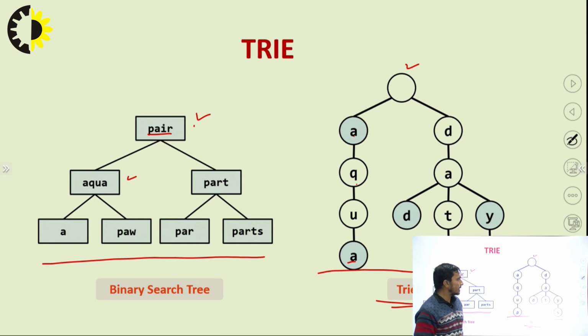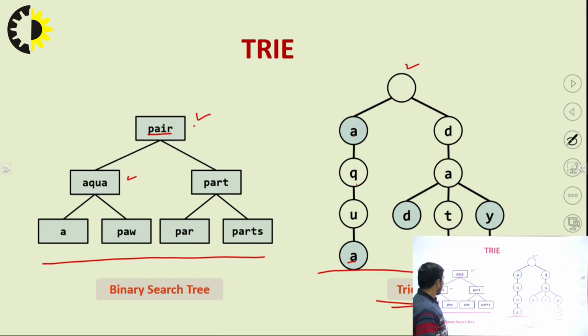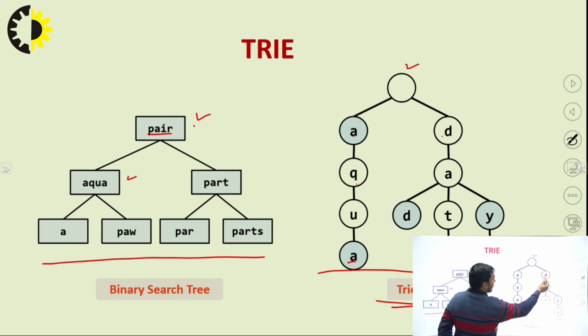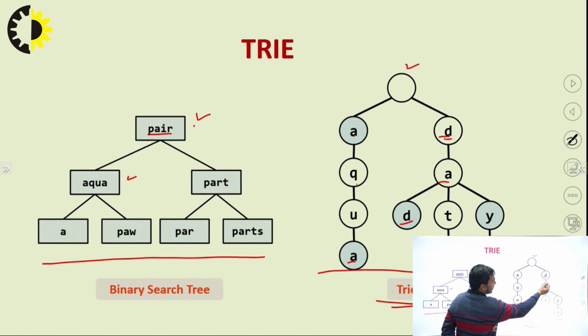Now if we search for particular data, let's suppose we search for dad. We will have D first, then A, and then again D. If we search for data, we go for D here, A here. From this A, we have basically three choices: D, T, and Y. So we go for T here, and then we go for A here.